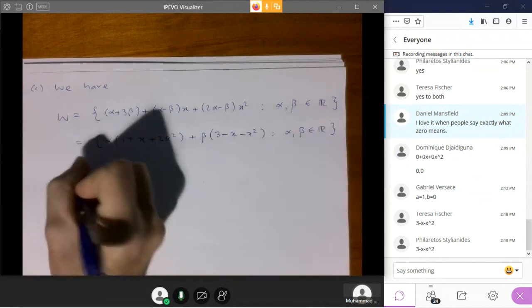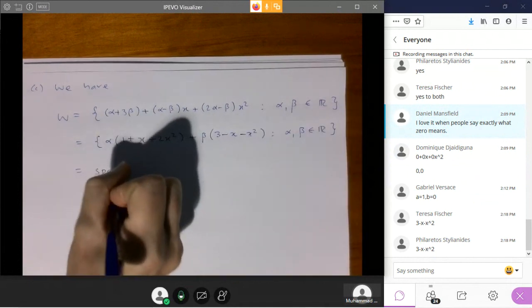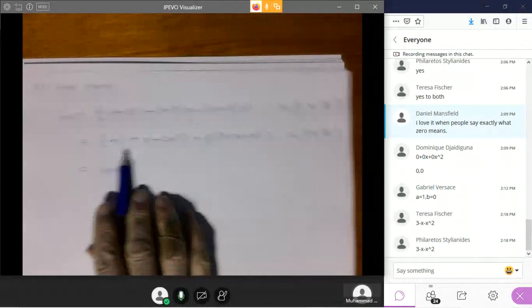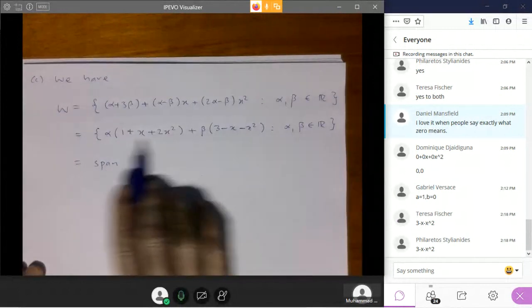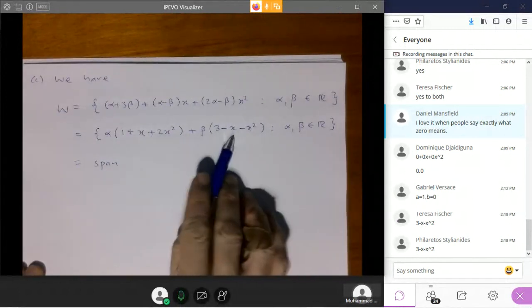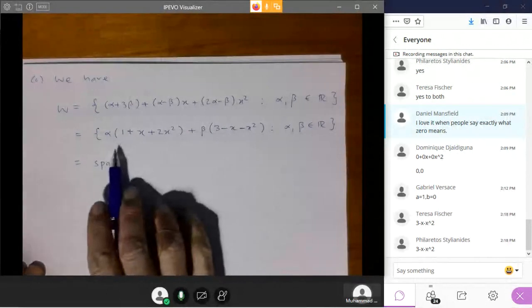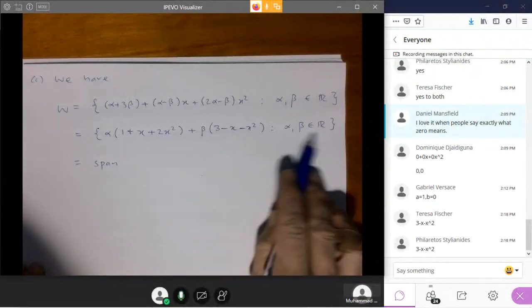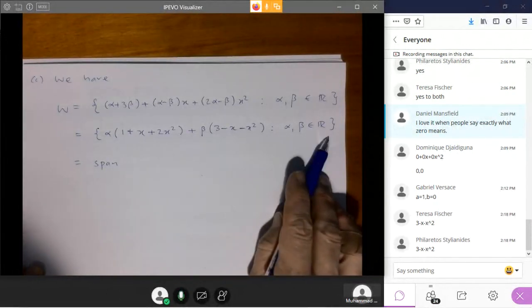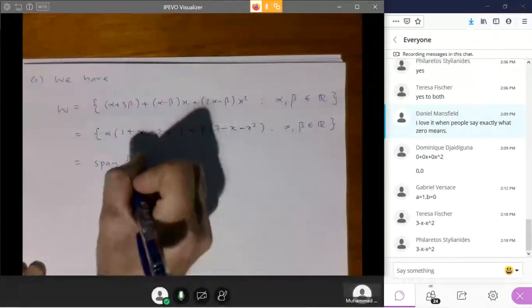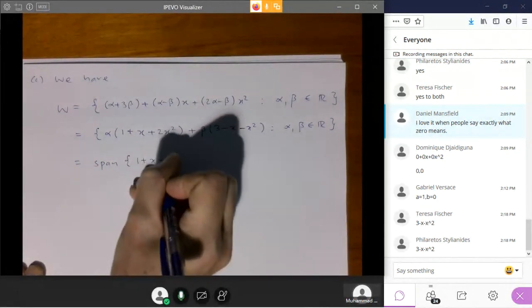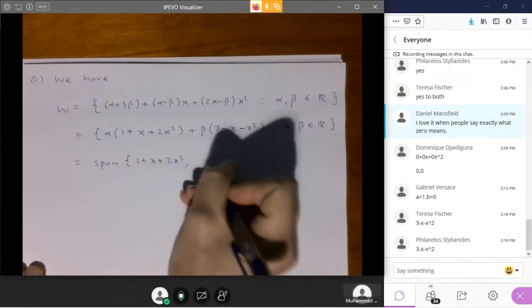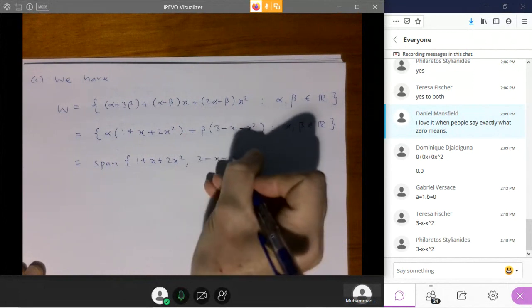Okay. And that's pretty much answered the question, because you see what we got here? This here is a linear combination of those two polynomials, except it's not just a linear combination, it's every possible linear combination, because alpha and beta can be anything, and therefore, by definition, it is the span of those two polynomials. And that's the answer. Any questions on this one?